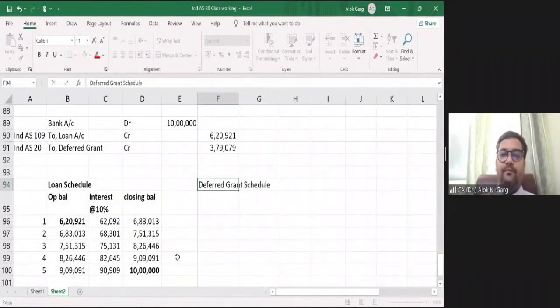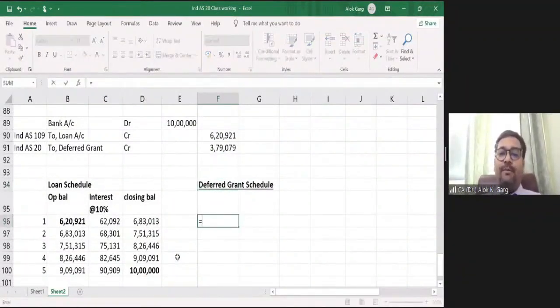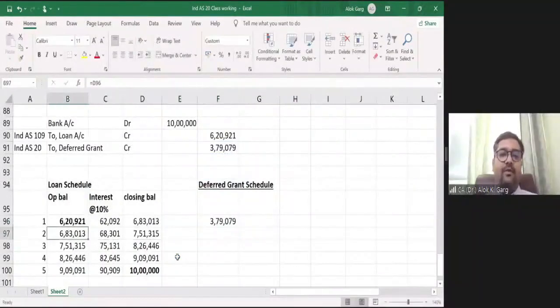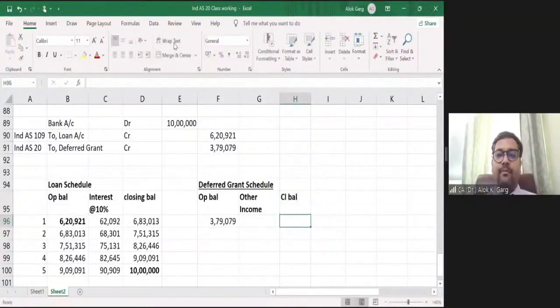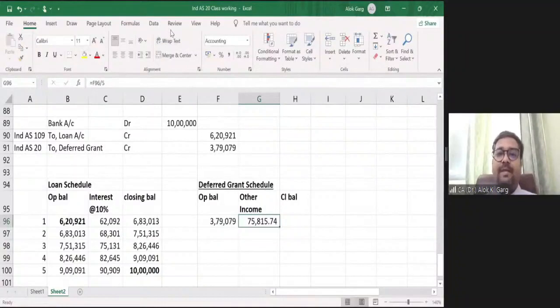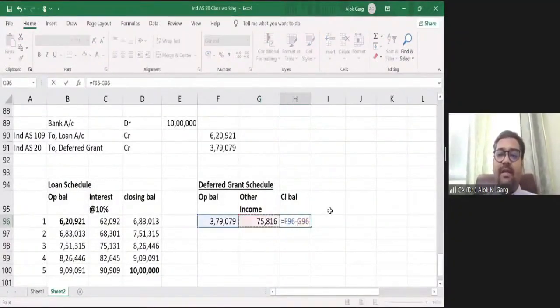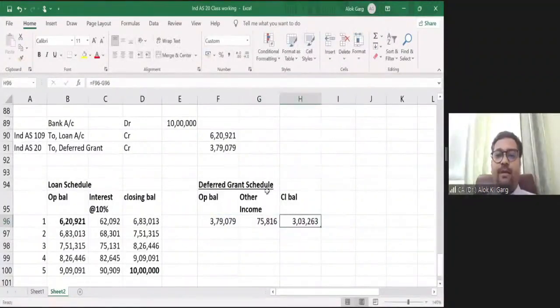In case of a deferred grant, the opening balance is 379079. Other income has to be charged on a systematic basis, in a consistent manner, over a period of 5 years. The closing balance is 379 minus 75. This will become the opening balance now.